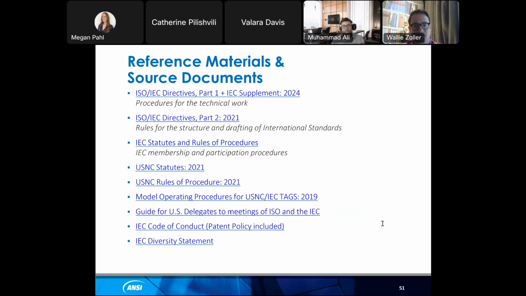And here is just a list of the processes, procedures, the directives, and statutes that everyone should be aware of when participating in standards through the USNC and in the IEC, whether you're participating at the TAG level, at the working group or technical committee or officer level, or even the management level. You should be aware of all of these documents. They are available on the USNC and ANSI websites and can also be requested through USNC administration at any time.